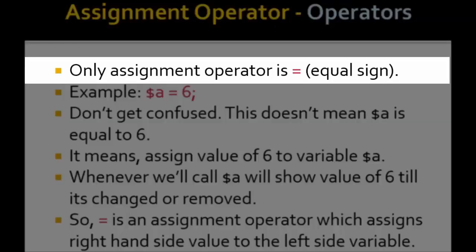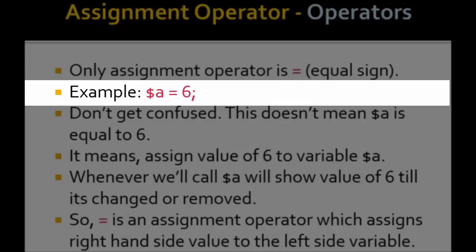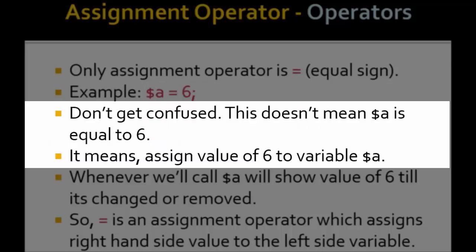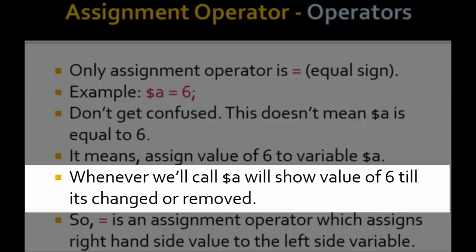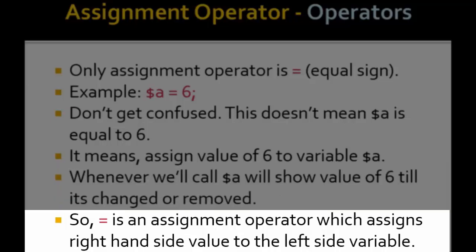Only assignment operator is equals sign. Example of an assignment operator is $a equals 6. Don't get confused. This doesn't mean $a is equal to 6. It means assign value of 6 to variable $a. Whenever we'll call $a, we'll show value of 6 till it's changed or removed. So equals is an assignment operator which assigns right side value to the left side variable.